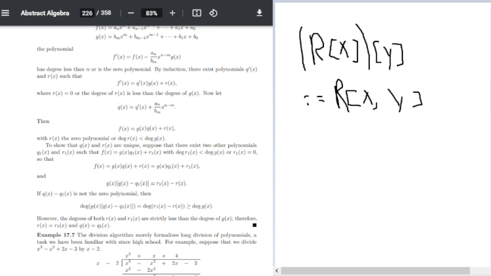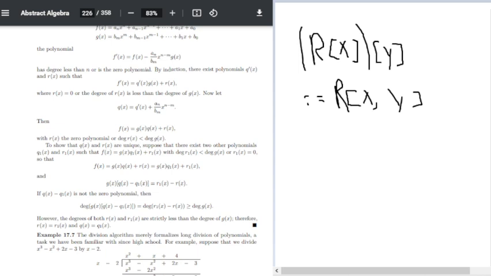To show that q of x and r of x are unique, remember we just constructed these, we didn't show that they were unique yet. Suppose there exist two other polynomials, q1 of x and r1 of x, such that f of x equals g of x q1 of x plus r1 of x with degree of r1 of x less than the degree of g of x, or r1 of x equals 0. So that f of x equals g of x q of x plus r of x equals g of x q1 of x plus r1 of x. And g of x times q of x minus q1 of x is equal to r1 of x minus r of x.